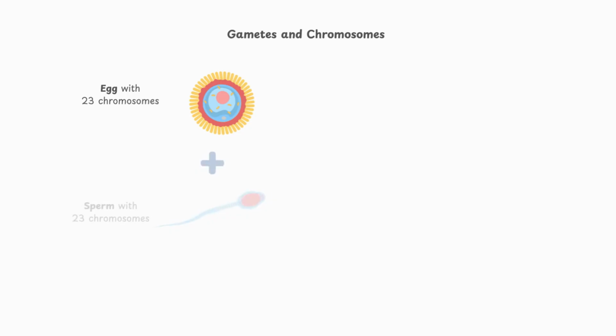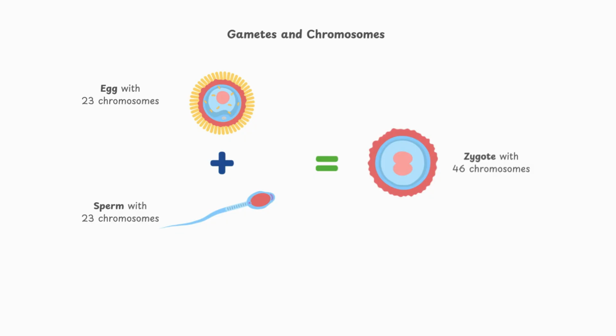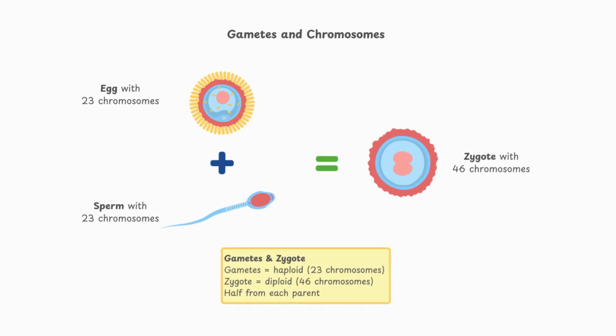An egg cell contains 23 chromosomes. A sperm cell also contains 23 chromosomes. These cells are called gametes, and they are haploid, meaning they have half the normal number of chromosomes. When the egg and sperm join together, fertilization occurs. Their chromosomes combine to form a zygote. The zygote now has 46 chromosomes. This is called diploid, which means it has the full set of chromosomes.